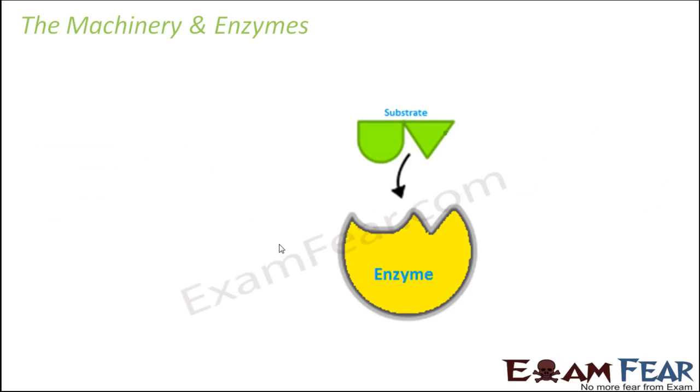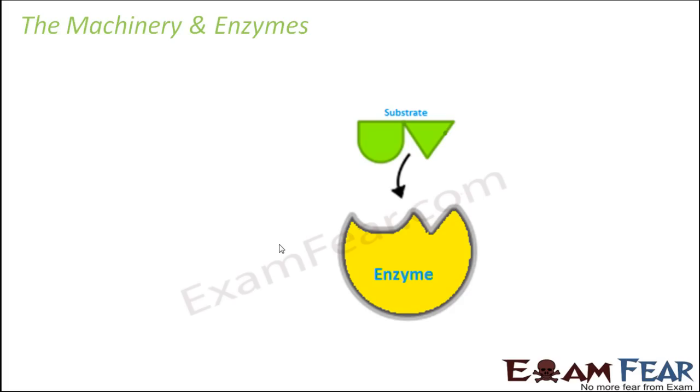So let us now talk about the machinery and the enzymes. When we say machinery, what we mean is, as I said, the process of DNA replication. For this process to take place, it is not only DNA that is required. There are quite a couple of additional things which are also required to make the process of replication possible.